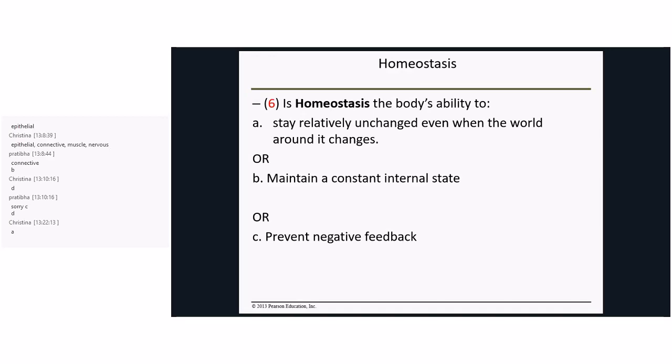So Christina, you are right, it is A. Our internal environment always changes a little bit. For example, our body likes to be around 37 degrees, but we're always going to fluctuate a bit. We could be 36.2, we could be 37.5. So it always fluctuates a little bit, but it stays relatively constant, even though everything around us changes.